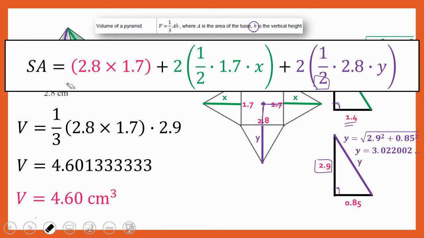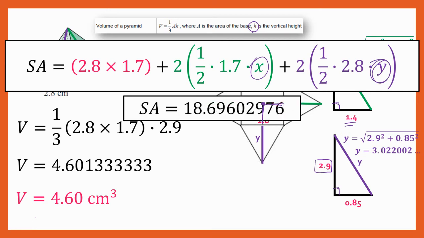We've got the area of the base, that's the 2.8 times 1.7, that's the rectangular base. And then the two pairs of triangles, so the green and the purple pair, right? And I just put the x and the y variable in there just to represent that decimal, but you would actually need to plug in the unrounded value there for the x and the y here.